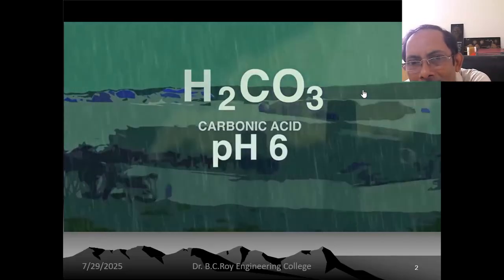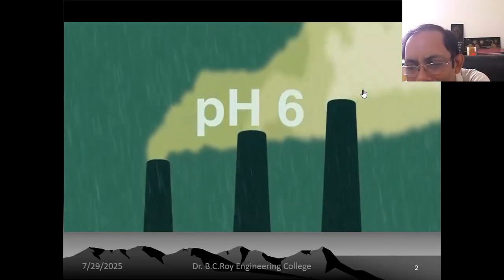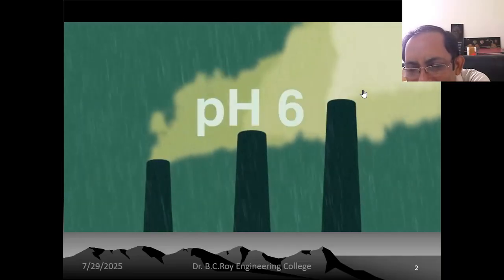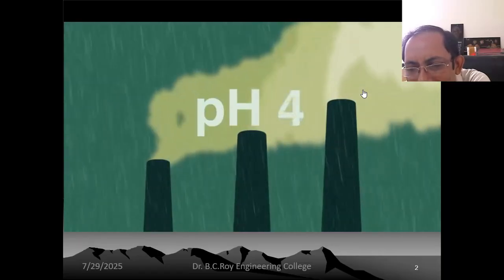It's a weak acid, pH 6. So that's why if only carbon dioxide is present in the atmosphere, the rain will be pH 6 to 7. But when we burn fossil fuels, much stronger acids get into our rain, and acid rain will be as low as pH 3.